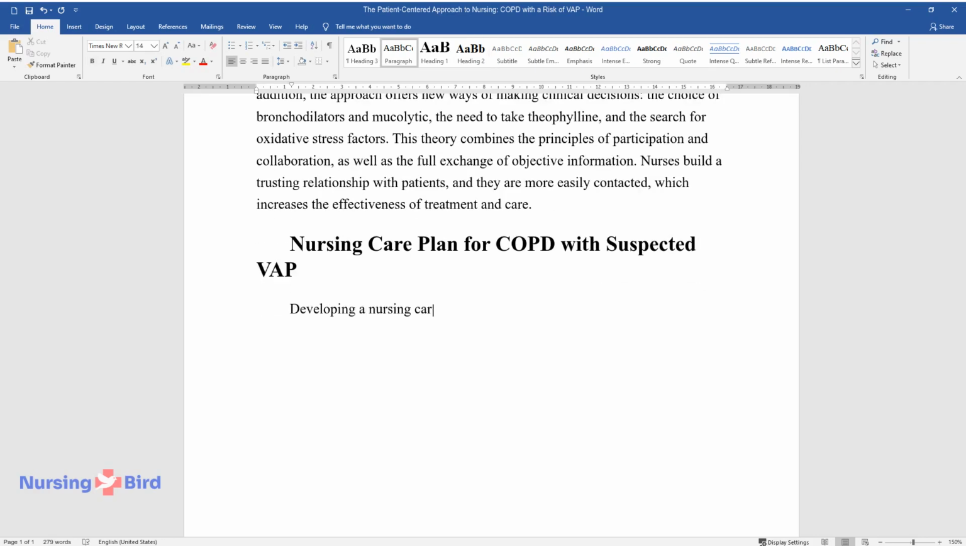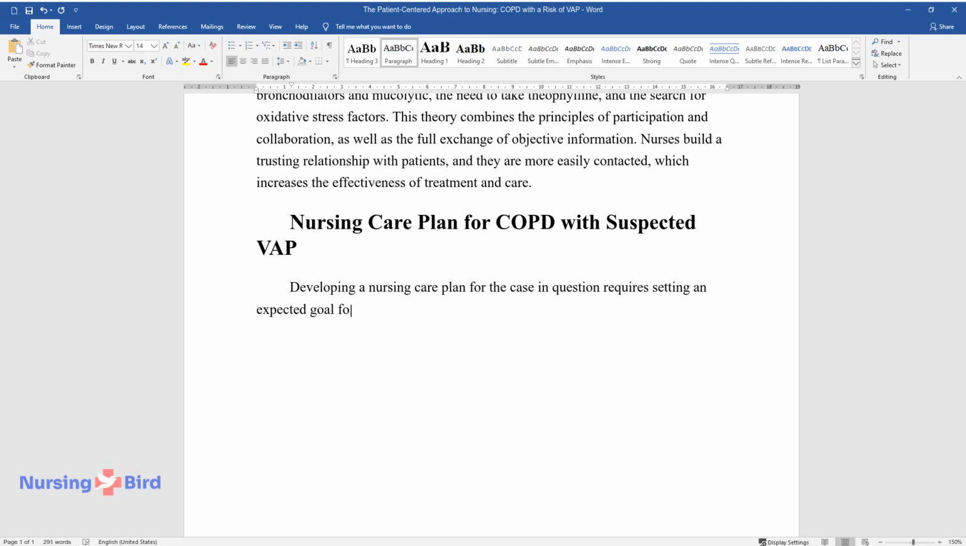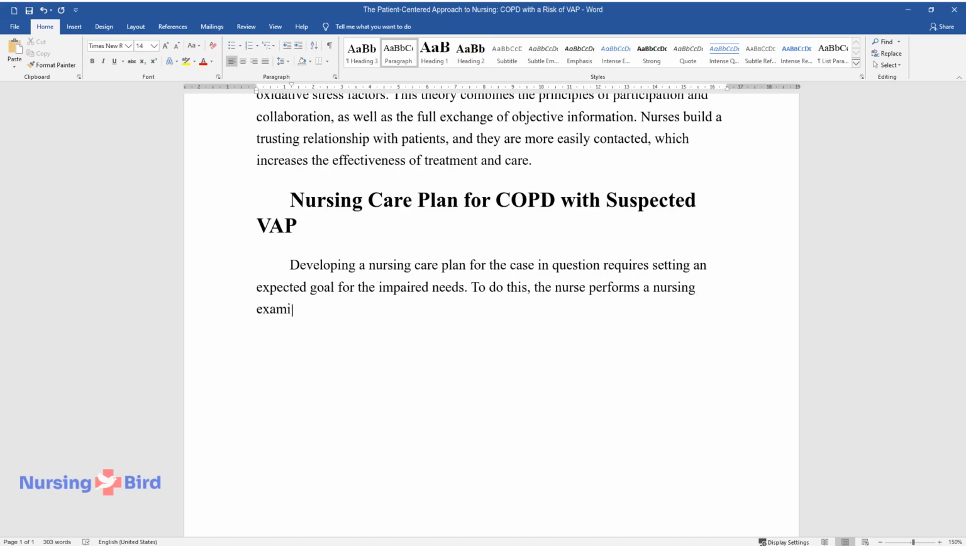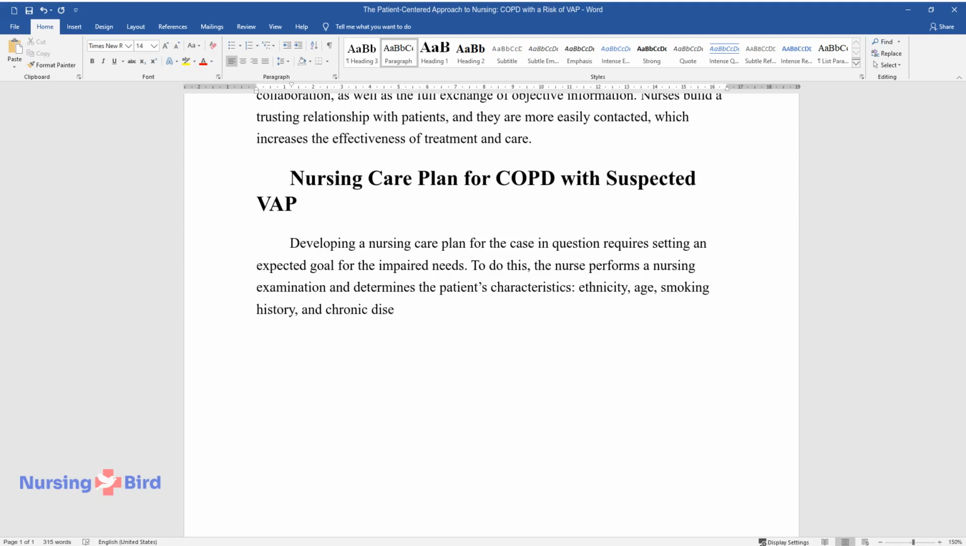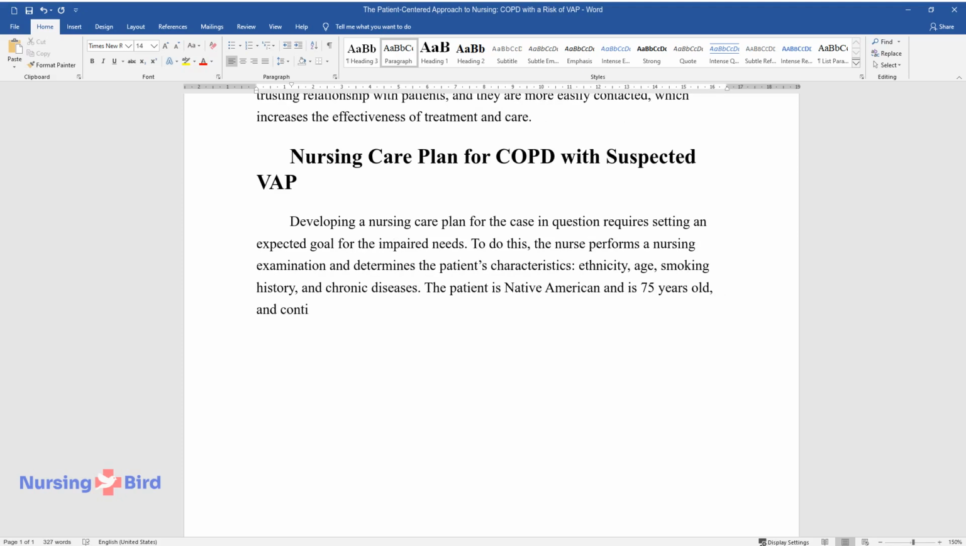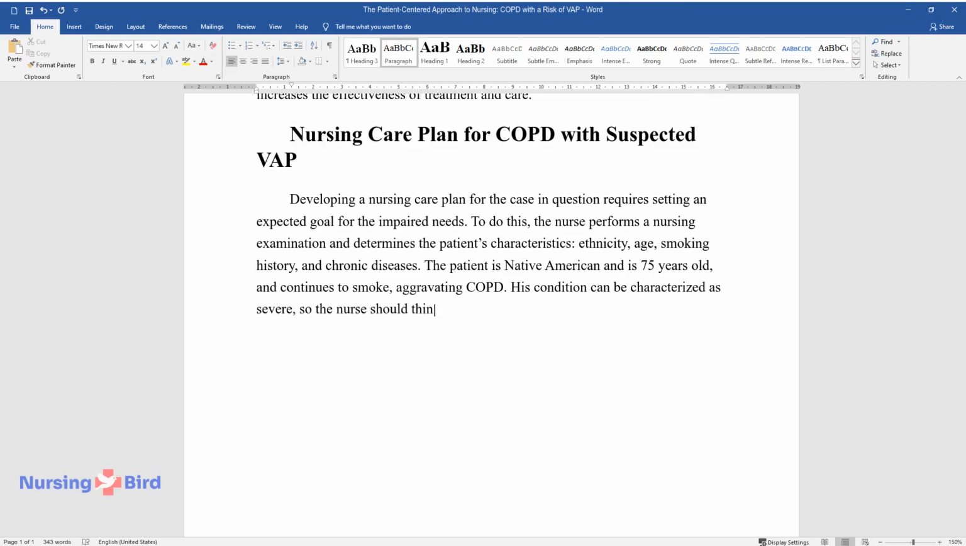Nursing care plan for COPD with suspected VAP. Developing a nursing care plan for the case in question requires setting an expected goal for the impaired needs. To do this, the nurse performs a nursing examination and determines the patient's characteristics: ethnicity, age, smoking history, and chronic diseases. The patient is Native American and is 75 years old, and continues to smoke, aggravating COPD. His condition can be characterized as severe, so the nurse should think carefully about the plan of care.